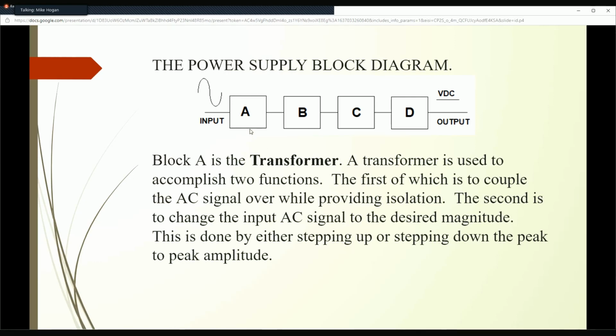In block A, we really just hit on this transformer, right? So we're going to have our AC input, typically in our homes 120 volts, 60 hertz, coming into this transformer, and then that is going to provide some output based on what type of output is needed and what type of transformer is put in place to determine what is needed, right?